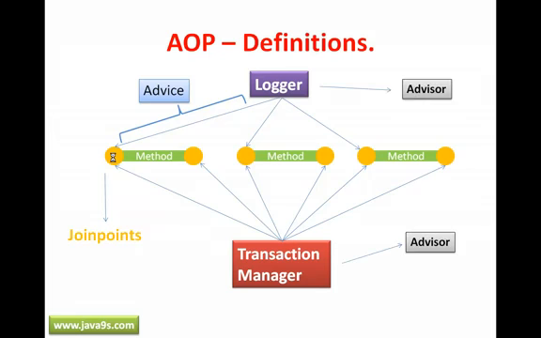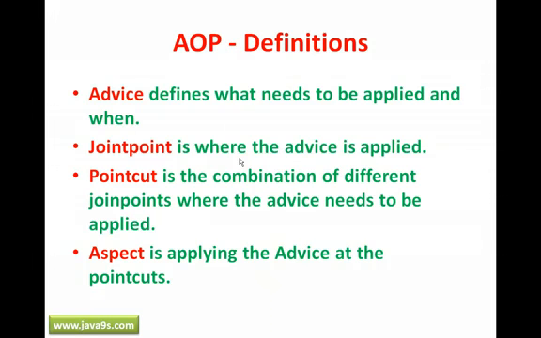And the points where I am applying the advice are called the join points, and the collection of all these join points is said to be the pointcut. So if you look at the definitions, advice defines what needs to be applied and when it should be applied. A join point is where you actually apply an advice, and a pointcut is just a combination of the join points where the advice needs to be applied. Aspect is about applying the advice at the pointcuts.